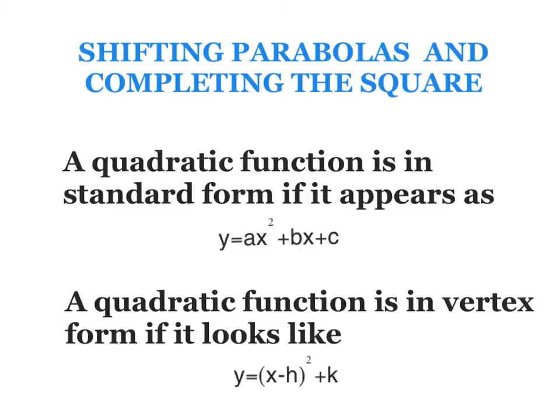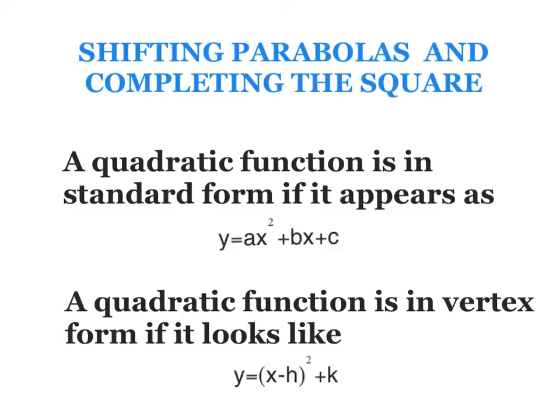Welcome back to another lesson in our Common Core Algebra 2 series. Tonight's topic will cover two things: shifting parabolas and completing the square. So back in Common Core Algebra 1, you've probably done some extensive work on completing the square and shifting or translating parabolas. So we're going to refocus our attention on that tonight.